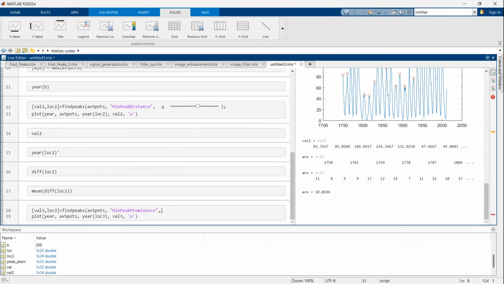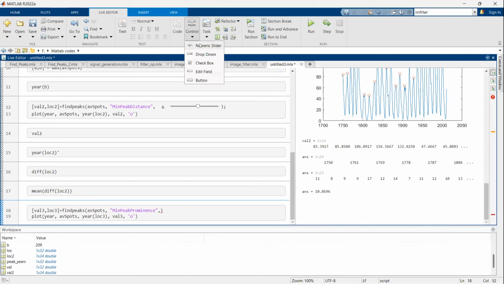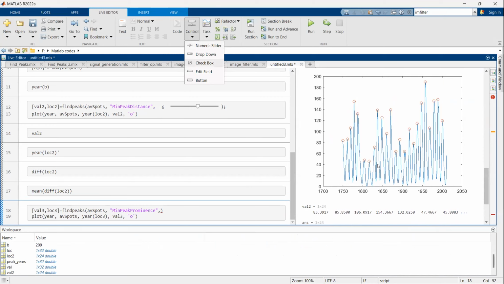So let's define it, and again we put a numeric slider here. Put your numeric slider there on your laptop or PC and see the value. What should the value be so that you can get an appropriate figure like the previous one? What should be the minimum peak prominence? Try to find this value. Is the question clear? Yes, sir. Okay, try to do it and let me know.